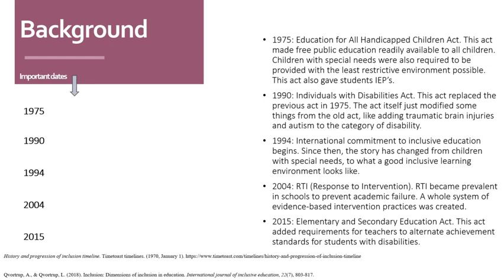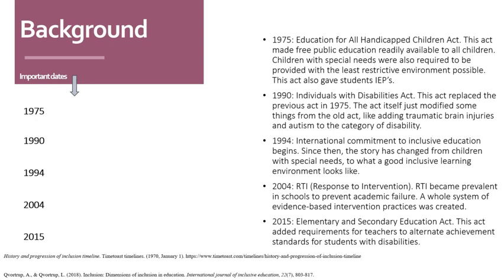In 1990, the Individuals with Disabilities Act was passed. This act replaced the previous act I just talked about in 1975, and it wasn't a drastic change, but it just modified some things from the old act, like adding traumatic brain injuries and autism to the category of disability. Moving forward, 1994, international commitment to inclusive education begins. So, as a nation, we start looking at inclusive education as a positive.